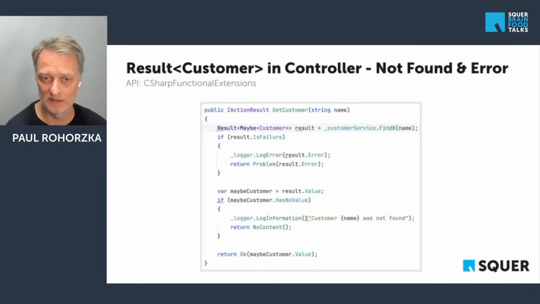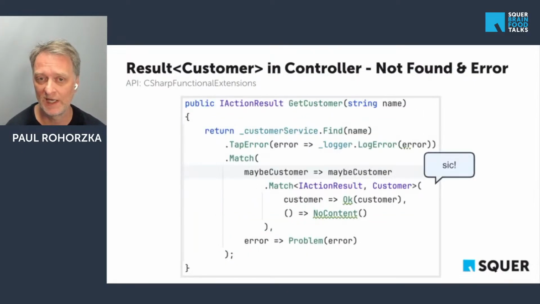And in this classical implementation, we could first check: is the result itself on a failure track? If it is, then we log the error and return with a problem. Otherwise, we know, okay, we have a value. It is a maybe customer. And then we can ask about the domain side of things. We can ask, did we actually get a customer or not? And if we did not get a customer, then we say, okay, sorry, we could not find this customer, and we return no content. And otherwise, we just know that in the value of the maybe customer, we have the actual customer, and we can return it with an okay.